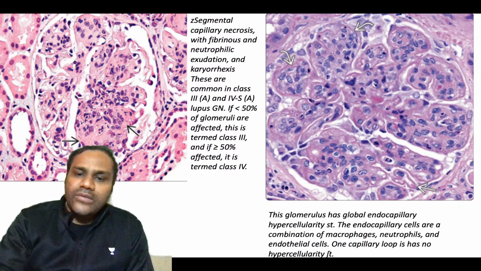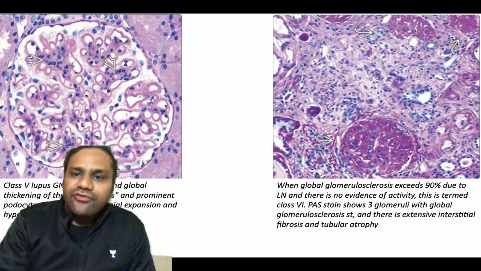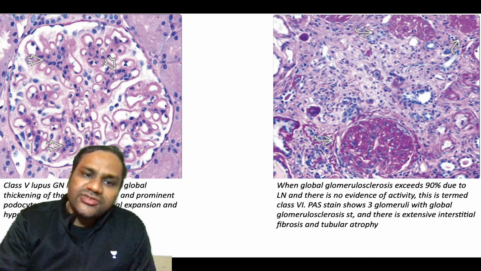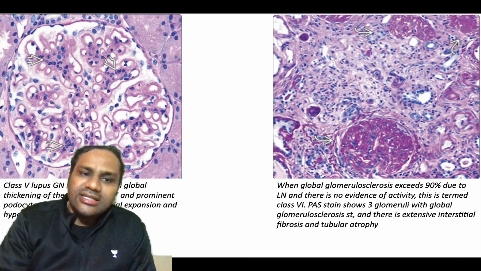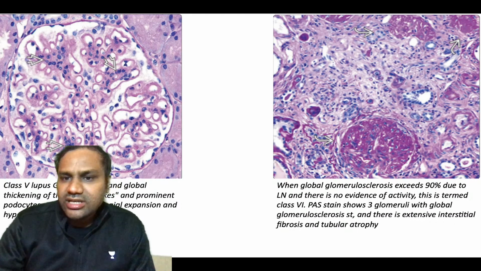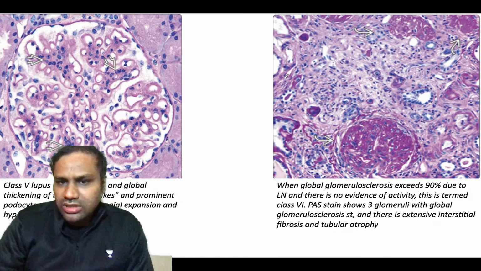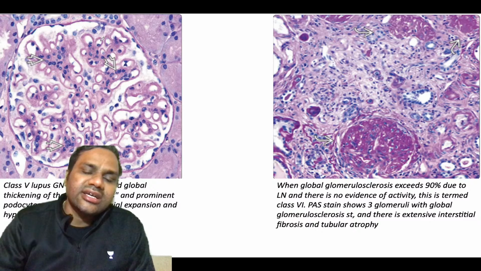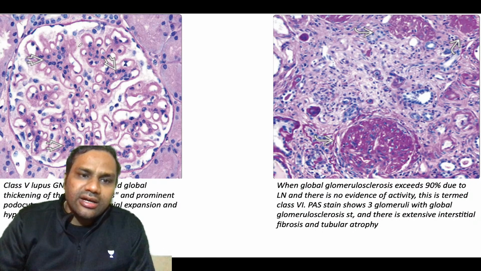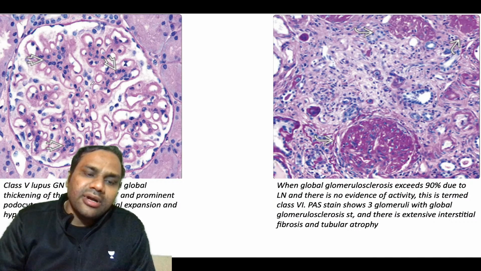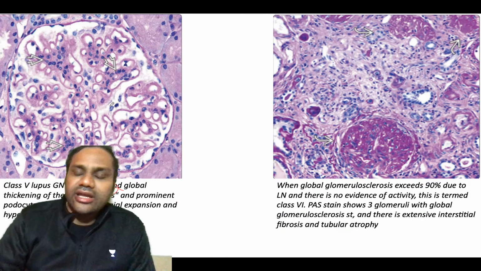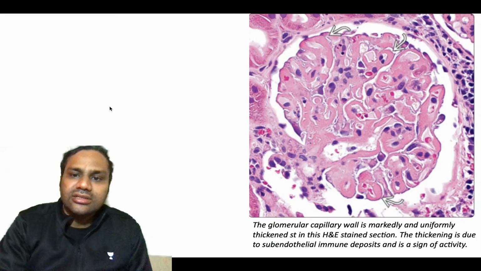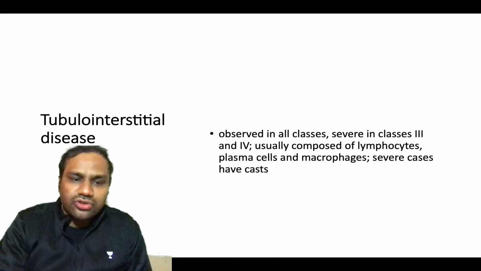After class 3 and 4, that is class 5, which is membranous glomerulonephritis. And class 6 is basically sclerosis, where everything has undergone sclerosis. Class 5 is membranous glomerulonephritis, where you can get double tram tracks, and also you can get spikes. So this is in the case of membranous lupus glomerulonephritis. These are some of the important types.